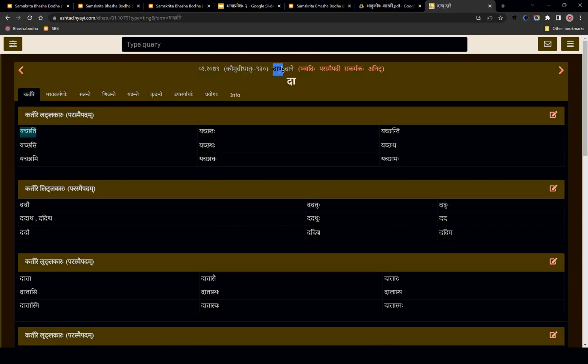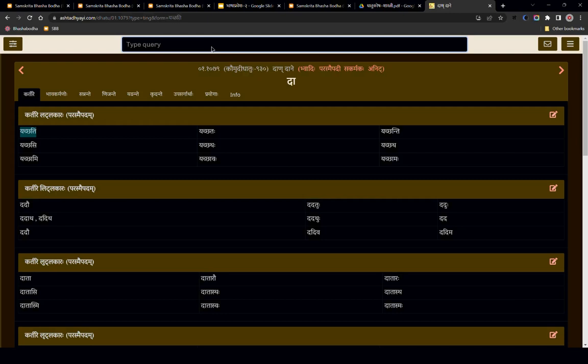The Dhatu is Dan. This is the meaning in Sanskrit itself, which doesn't help much. So the Sanskrit meanings given by the Dhatu Pathas are not very helpful. It just puts the same Dhatu in a different form, not actually giving the meaning, most of the times. Then this again, Bhadi, Prasmipada, etc.